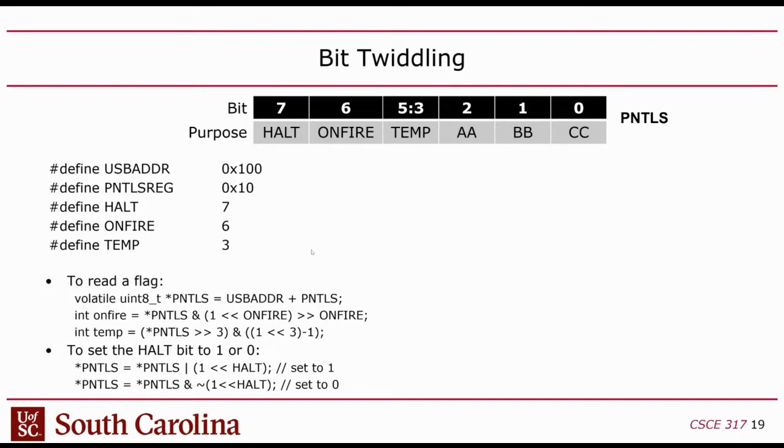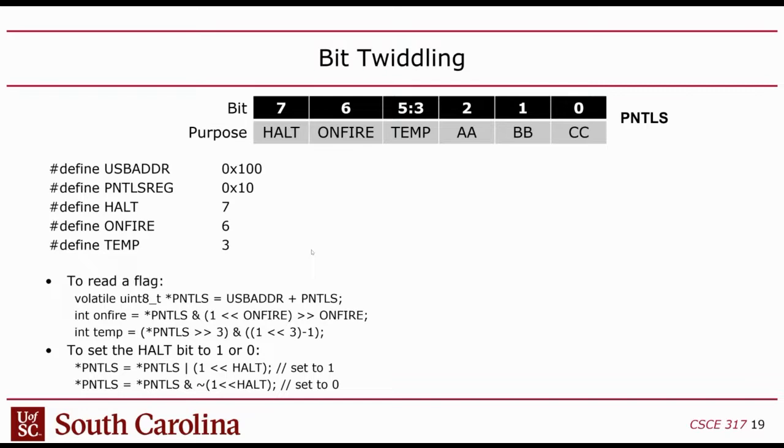Now in the assembly code, obviously you need a whole instruction just to read the value of the control register. But in C, I can inline these into a more complex statement. So I read the value of PNTLS, and in the assembly that would be in a register, and then I do my bitwise AND with 1 shifted by on fire. On fire is defined as 6. That is the offset within the register, the bit offset of the on fire flag. And then I shift it back to the right by on fire, so I can right justify the on fire.